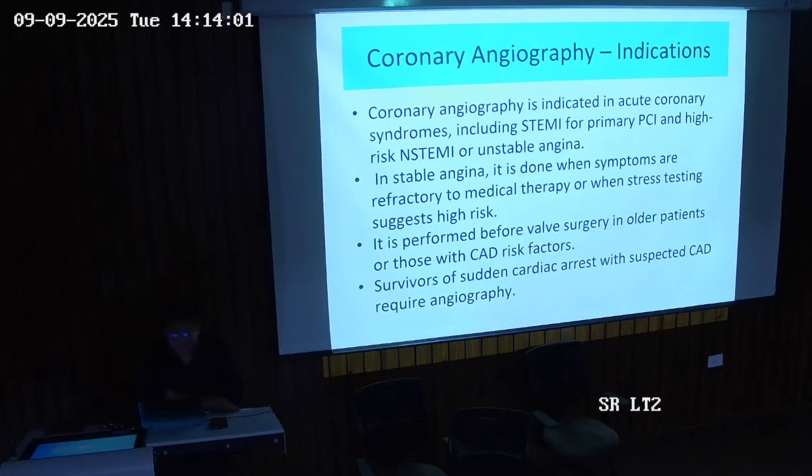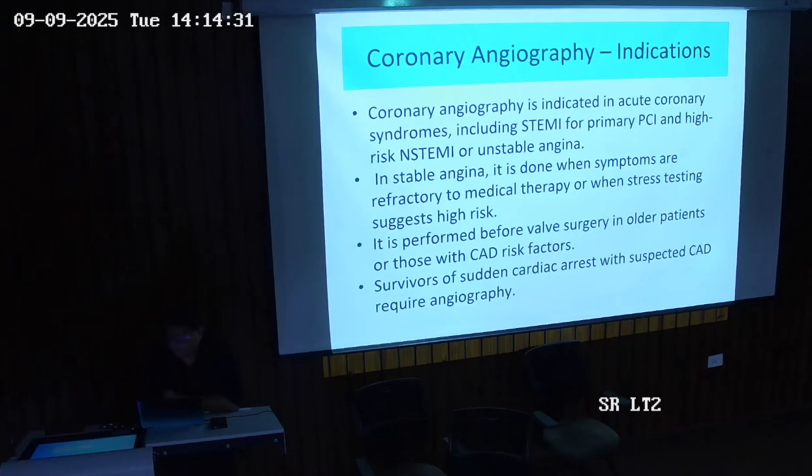Coronary angiography is the last one. It is indicated in acute coronary syndromes like STEMI for primary PCI, and high-risk non-STEMI or unstable angina. Patients with unstable angina, non-ST elevation MI, or primary PCI. So coronary angiography is indicated for acute coronary syndromes.